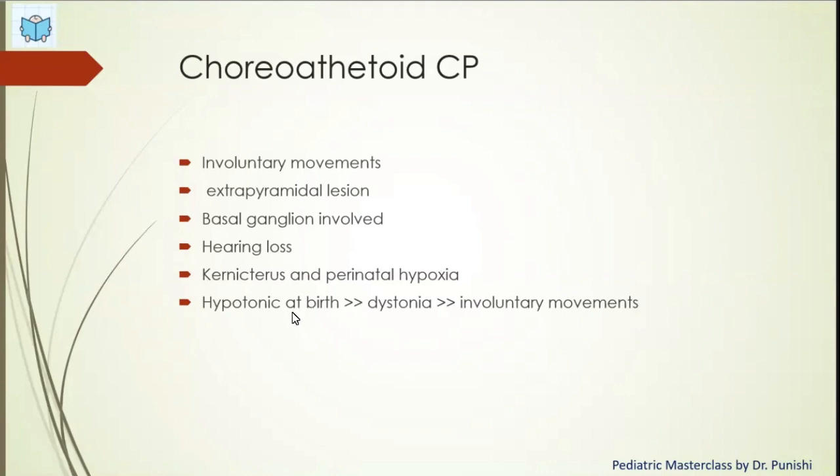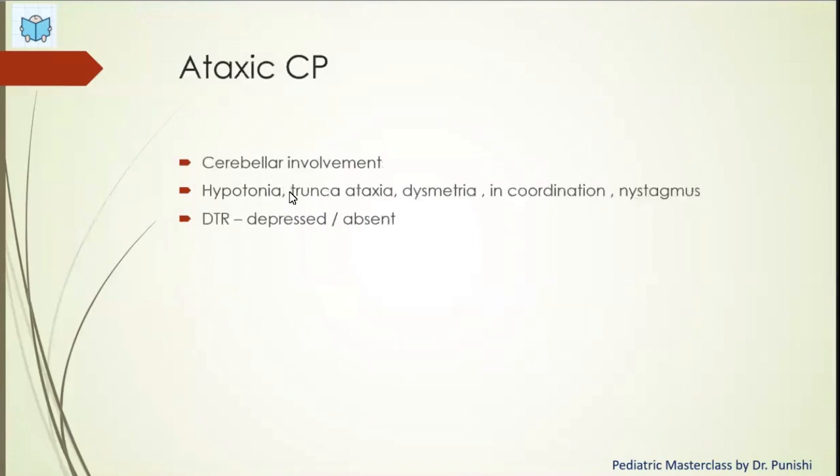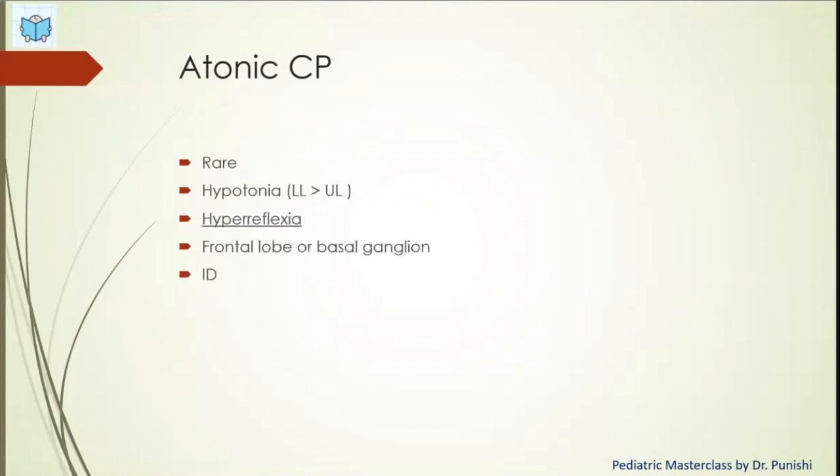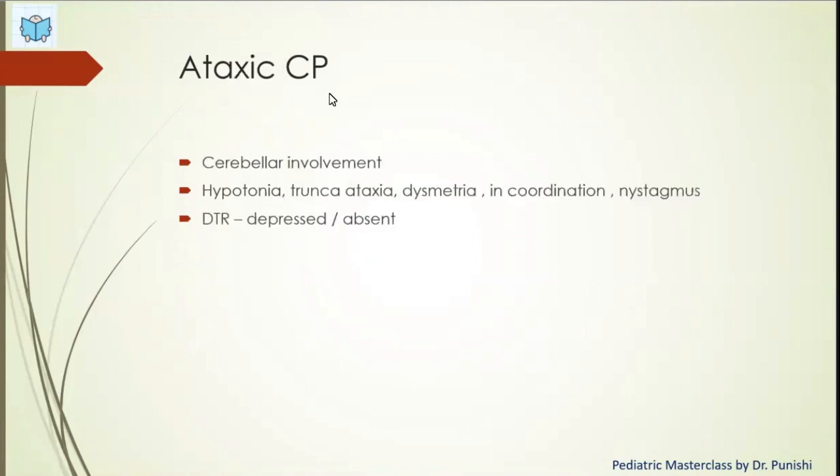These infants may be hypotonic at birth, but as time progresses, it evolves into dystonia and later involuntary movements like choreoathetosis. So choreoathetoid CP is different from spastic in terms of the site of lesion and the kind of presentation. Now, ataxic CP has cerebellar involvement, so they present with hypotonia with depressed reflexes. This is important because of the difference from atonic CP. Atonic CP will have hyperreflexia with hypotonia, whereas cerebellar involvement causing ataxic CP will again have hypotonia, but the reflexes will be absent or depressed.